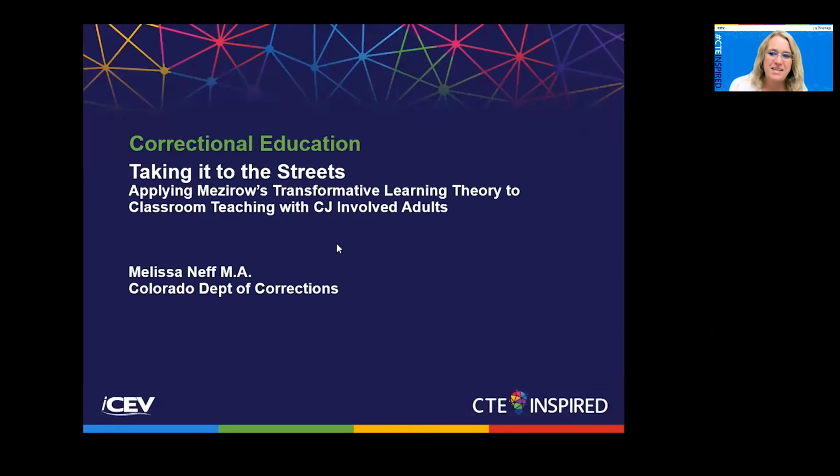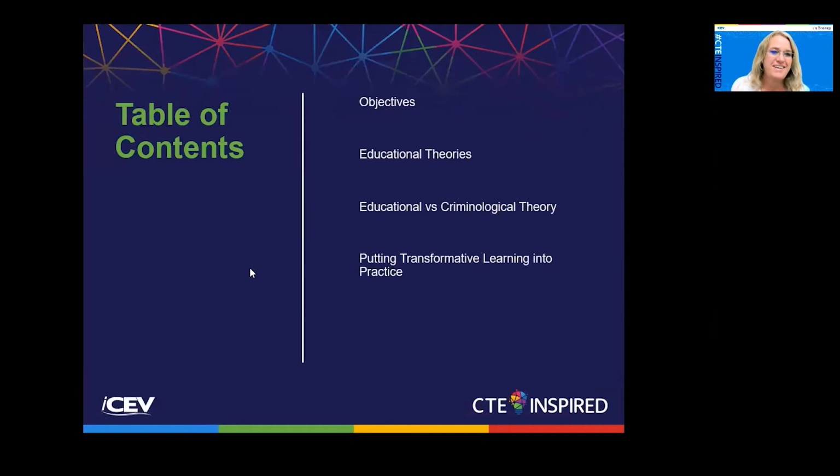Again, my name is Melissa Neff. I work with the Colorado Department of Corrections. I am currently a teacher. I teach high school equivalency, or GED, and a class which is a college preparatory class that we call AAA, academic achievement and success. And I also teach a lot of the cognitive education programs. In addition to that, I'm an adjunct professor at our local community college. So I've worked with adults in their learning styles for quite a while now.